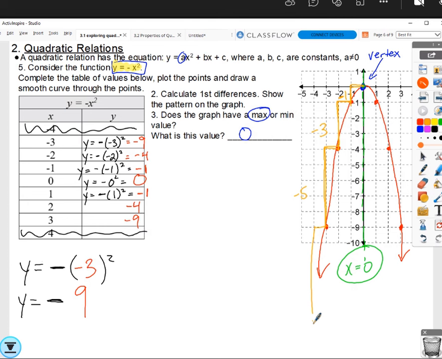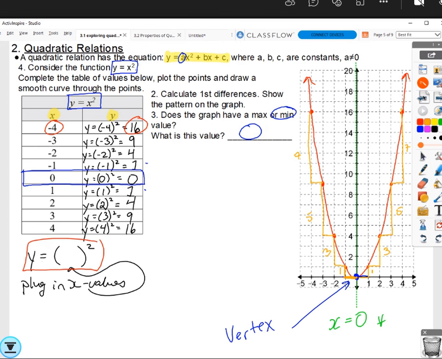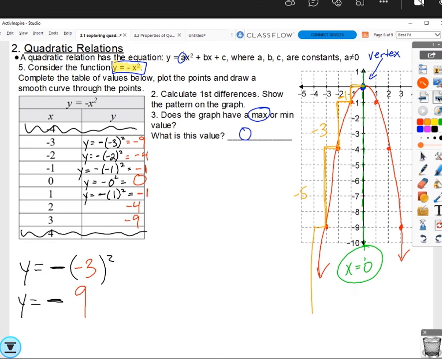The vertex is way at the top here. We actually would call this a maximum point, because it's the highest that this thing can go. And in the previous example, this vertex would be the minimum point, meaning it would be the lowest it can go. Okay. That's basically a recap of where we were at yesterday.